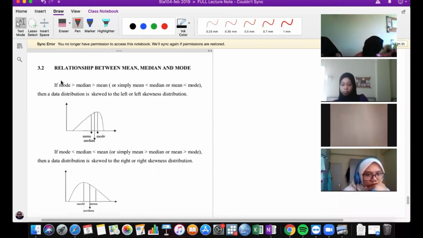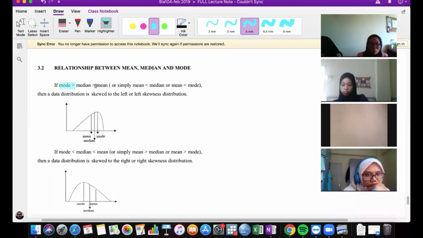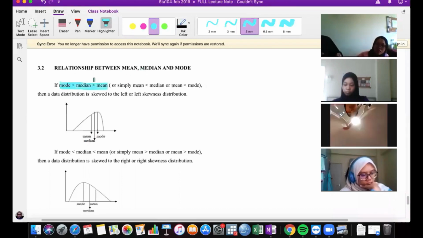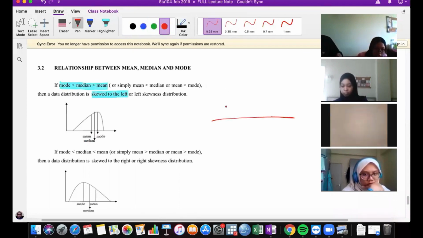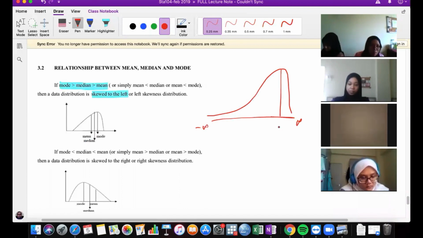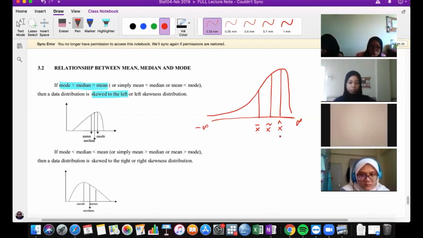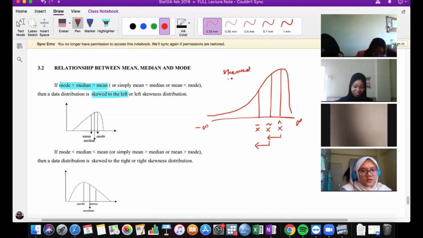If you have mode more than median, more than mean, we can say that the data is skewed to the left. The skewed to the left data looks like this, from negative infinity to infinity. This is your mode, this is your median, and this is your mean. If the mode is larger than the median, and the median is also larger than the mean, we have a skewed to the left distribution.